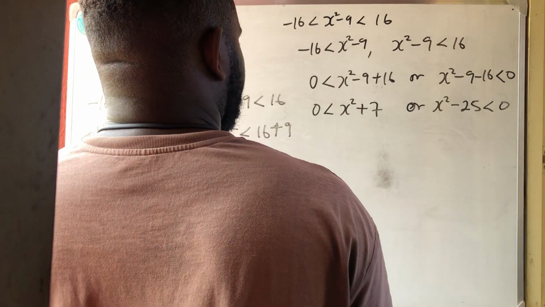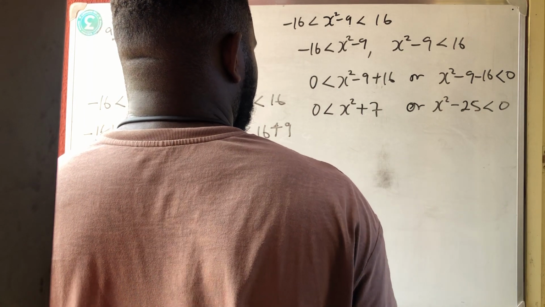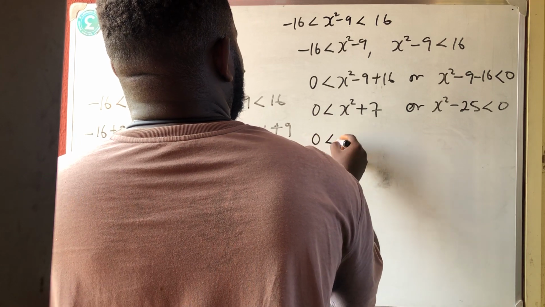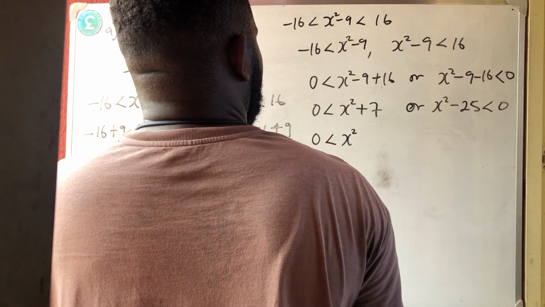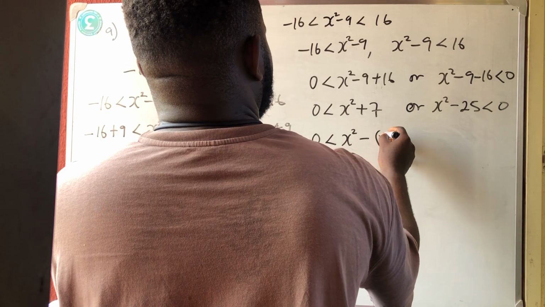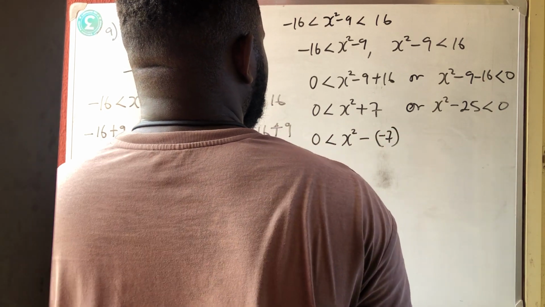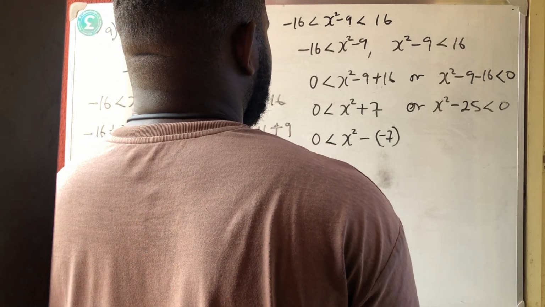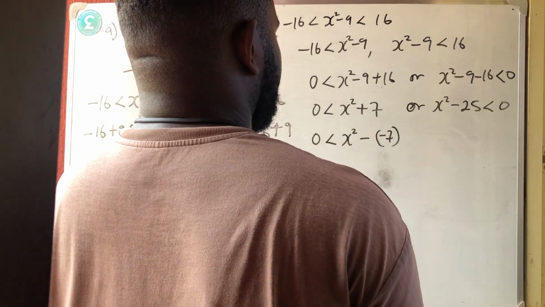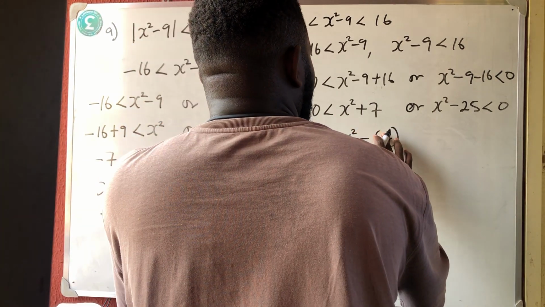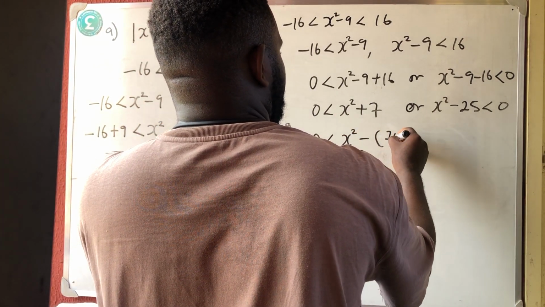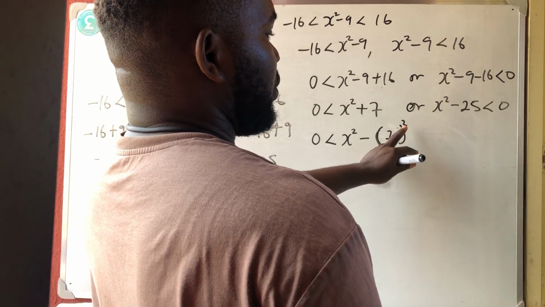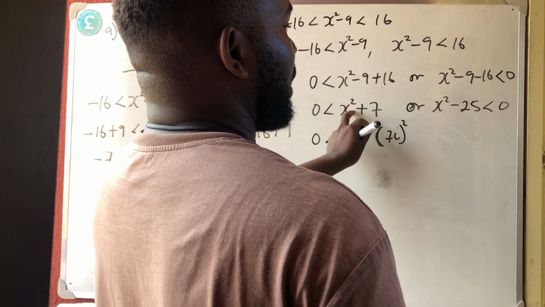We want to get the difference of two squares. So I'm going to have 0 is less than x squared minus 7. Is there anything that will make this complex? The only thing that will make this a difference of two squares is by bringing in complex i squared, because i squared will give you minus 1. Minus 1 times this is the only thing that will make it plus.